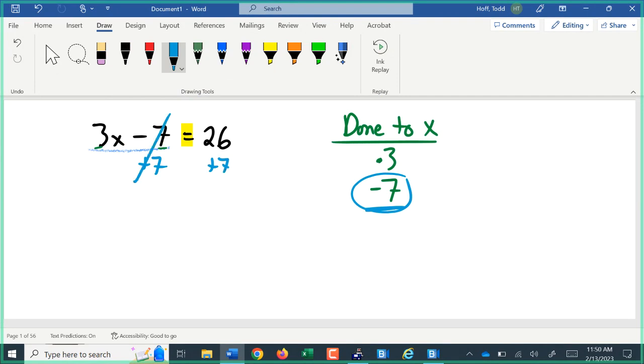So that minus 7 is gone, leaving us with 3x. On the right side, we have 26 plus 7 is 33. Now we get rid of the 3. 3 is multiplied, so we're going to divide by 3. 3 is gone. X equals 33 divided by 3 is 11.